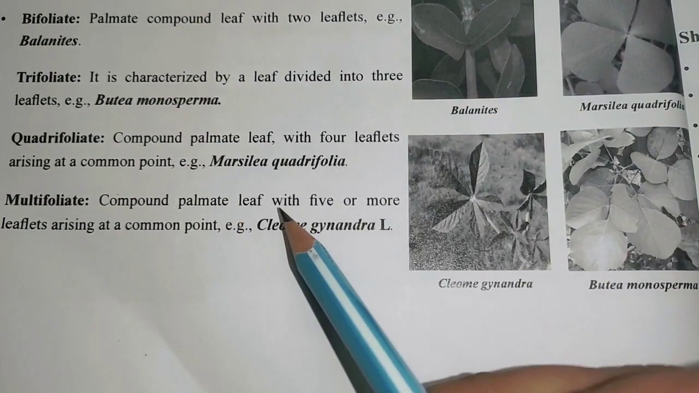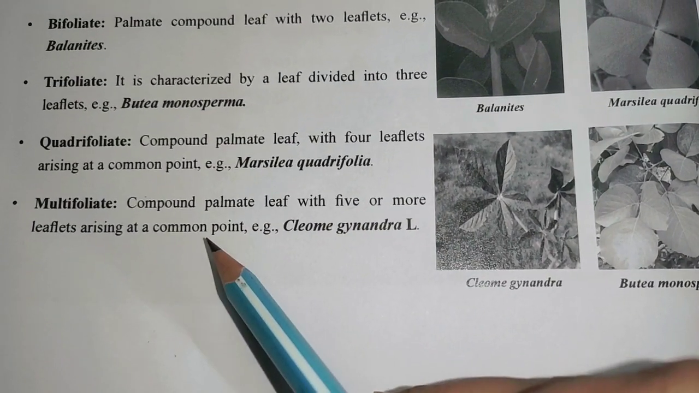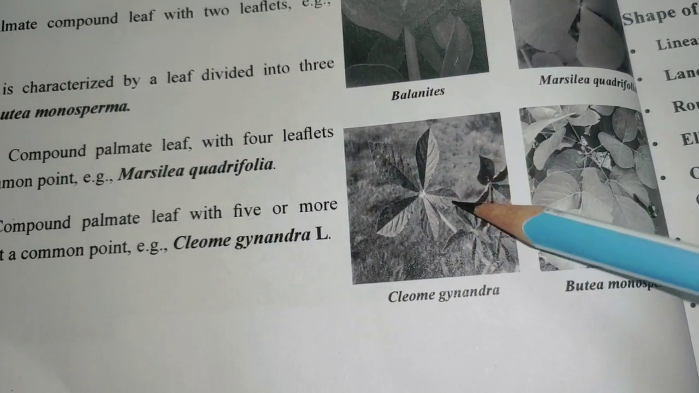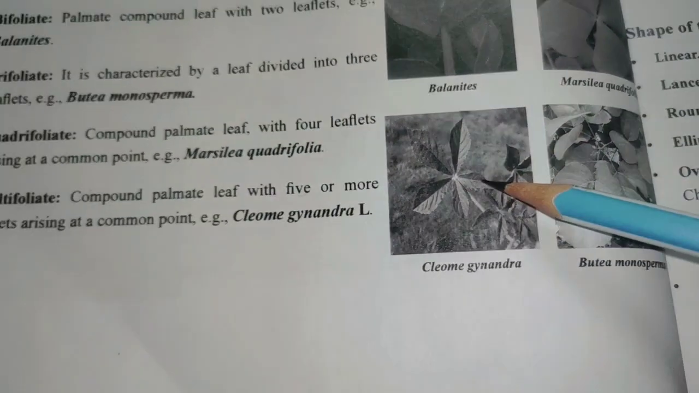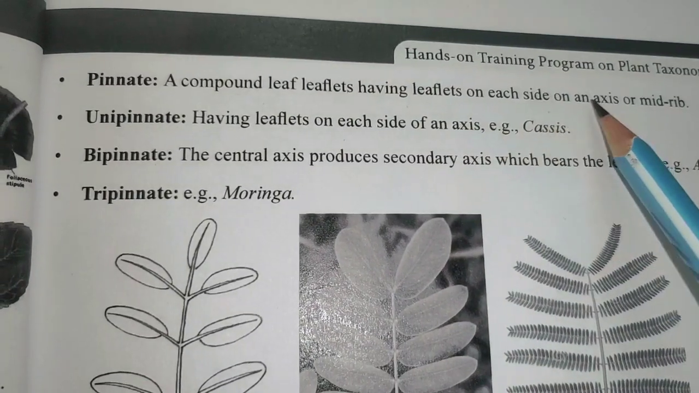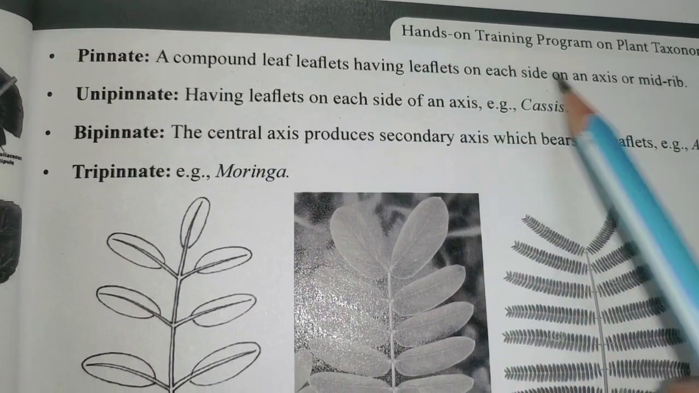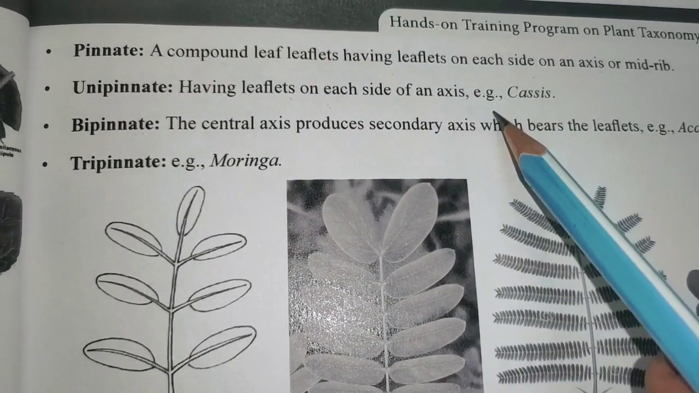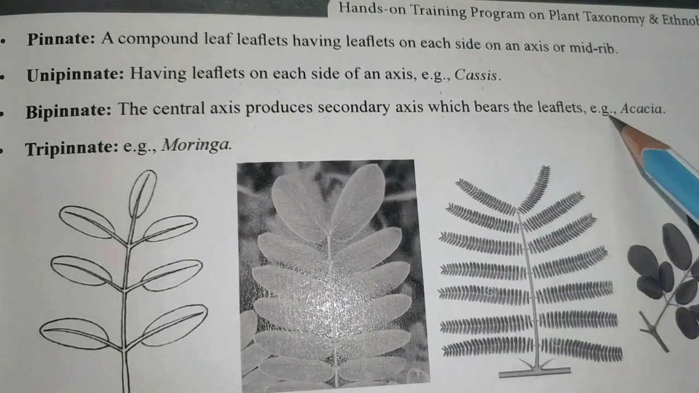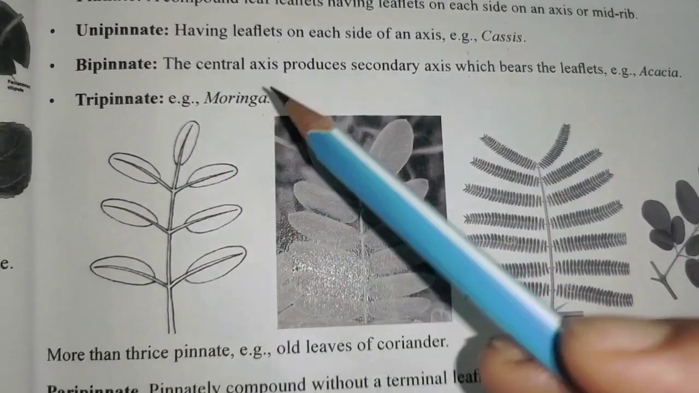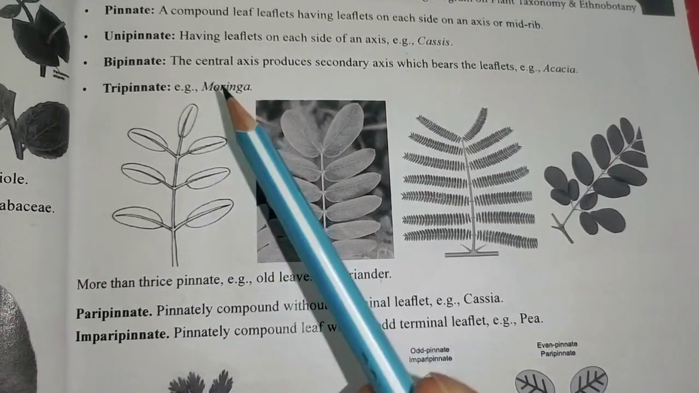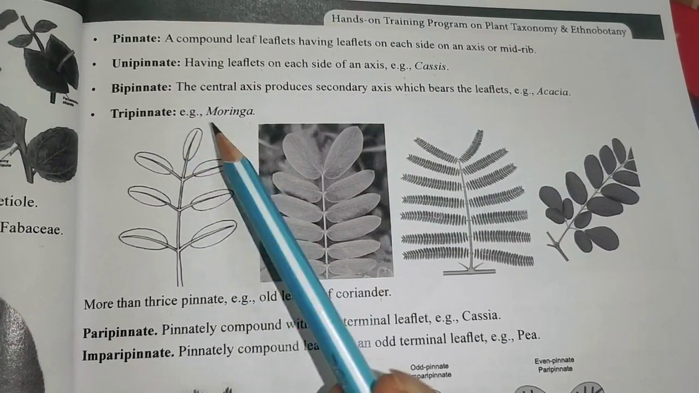Multifoliate: compound palmate leaf with five or more leaflets arising at a common point, Cleome gynandra. This is 1, 2, 3, 4, 5. Five or more than five. This is known as multifoliate leaf. Pinnate: a compound leaf, with leaflets on each side of an axis or midrib. This is pinnate. Unipinnate: having leaflets on each side of an axis, like cassia. Bipinnate: the central axis produces secondary axes which bear the leaflets, for example acacia. Tripinnate, moringa. More than thrice pinnate, for example old leaves of coriander. This is pinnate, having leaflets on each side of an axis.